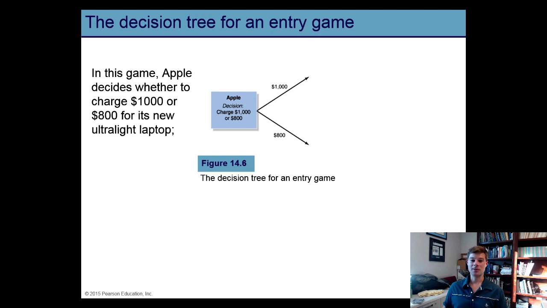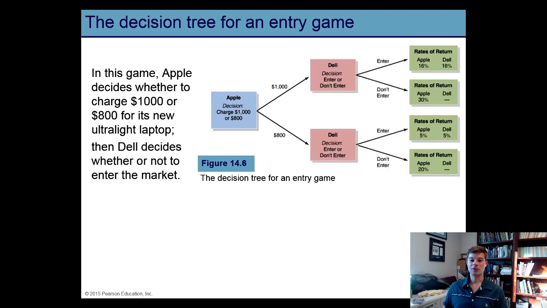In the first example that we're going to consider, Apple is going to decide whether to charge a high or low price for its laptop, and then Dell is going to decide whether to enter the industry or not. Dell is going to learn whether Apple has charged a high or low price before it must make its entry decision. Here is how Apple will decide what to do.